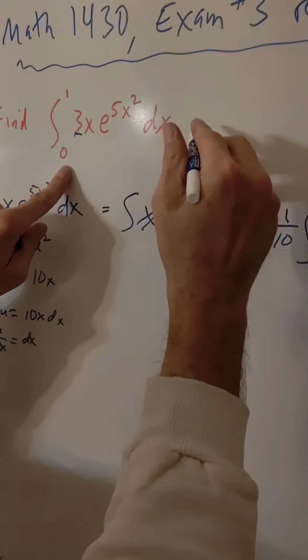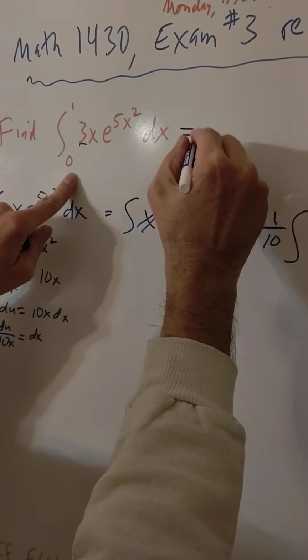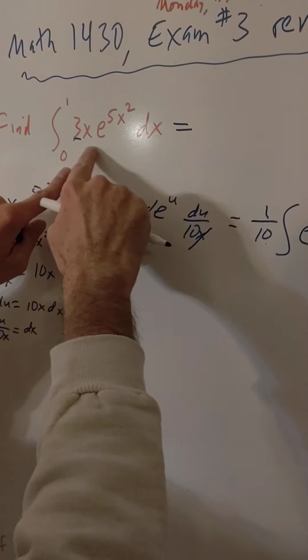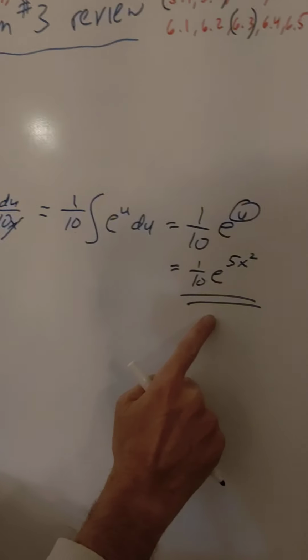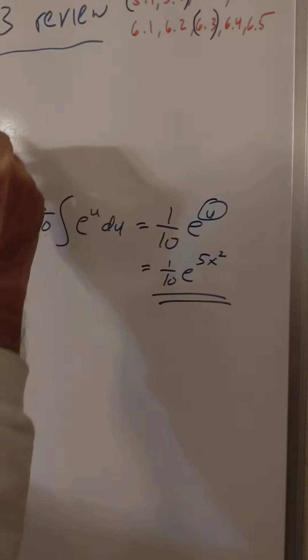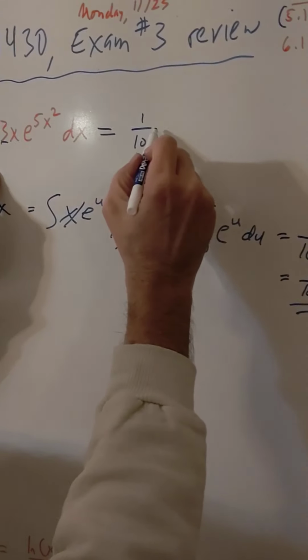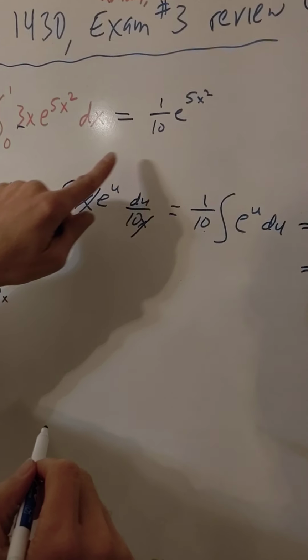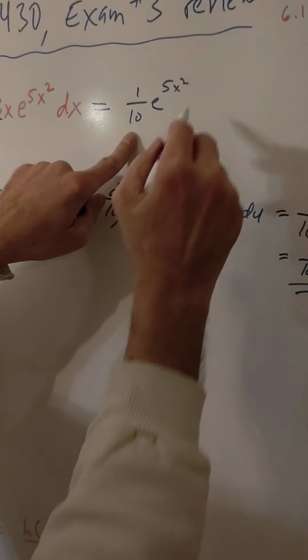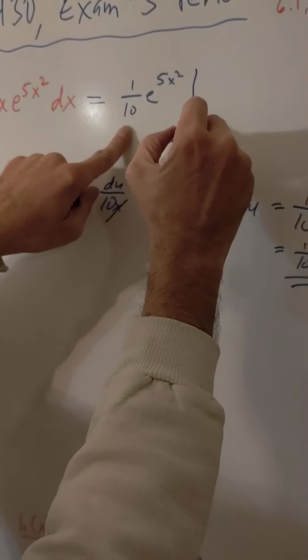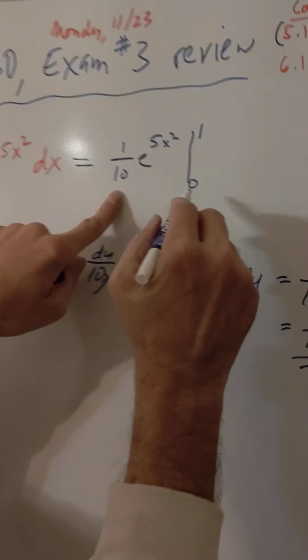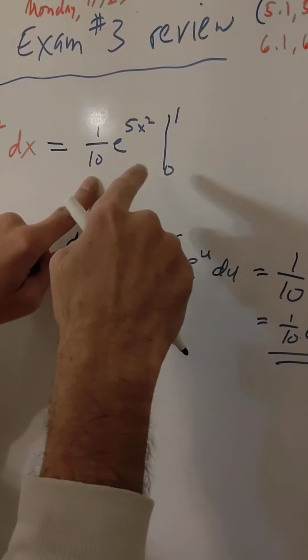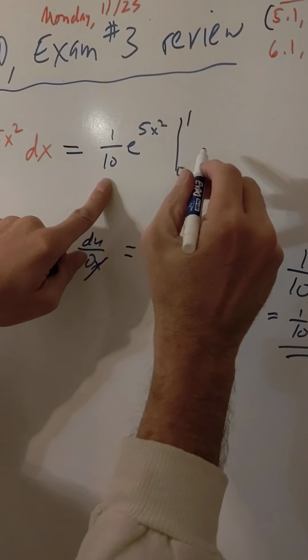So to do this definite integral, the first step is to just find an antiderivative. And that's what we did. Here is the antiderivative. It's 1/10 e to the 5x squared. And now that I have my antiderivative, the second step is to evaluate it from 0 to 1. And then the third step is you want to subtract these evaluations.